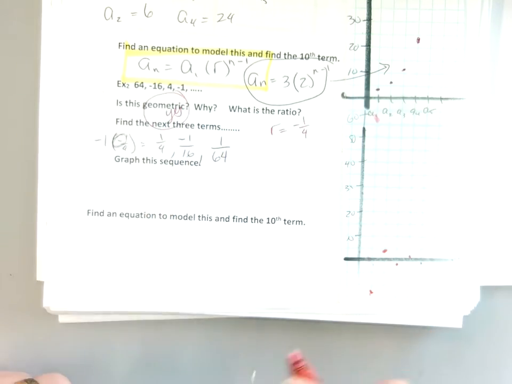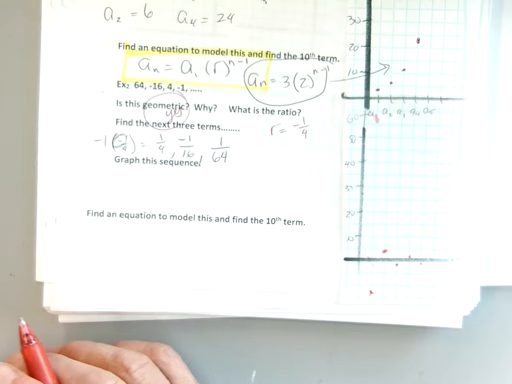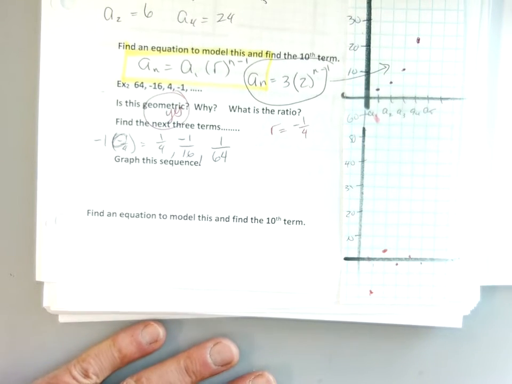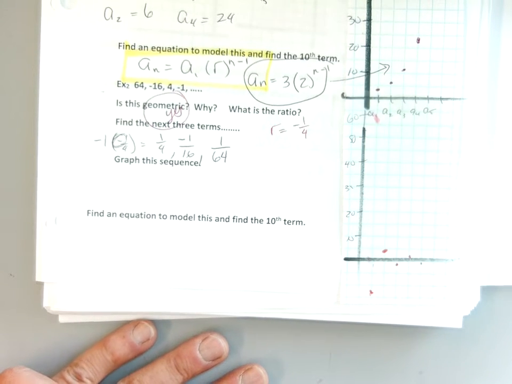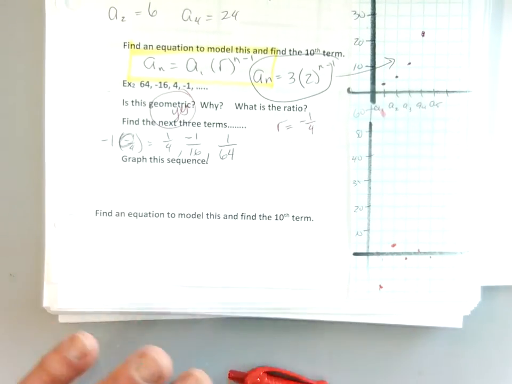What's it getting closer and closer to? The x-axis. Which would be a y value of 0. Good. It does, and you can see it's getting closer and closer to 0. You guys agree? Okay, the equation, right?